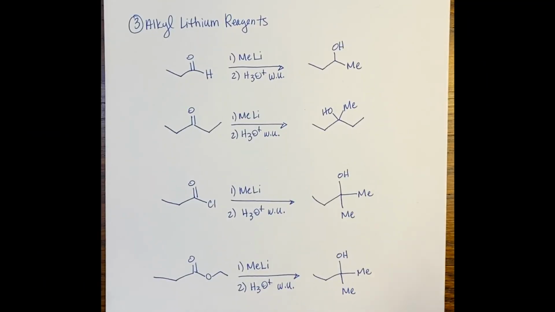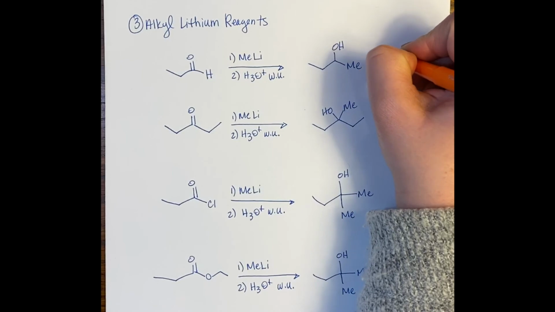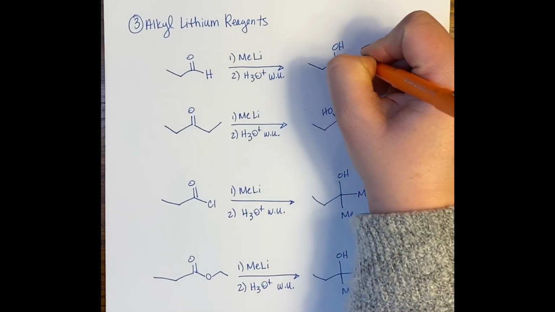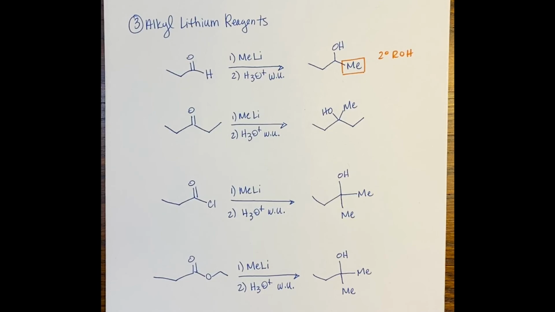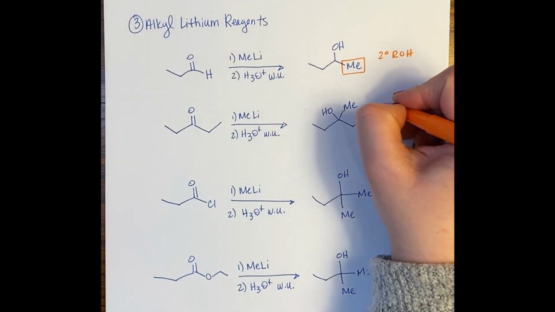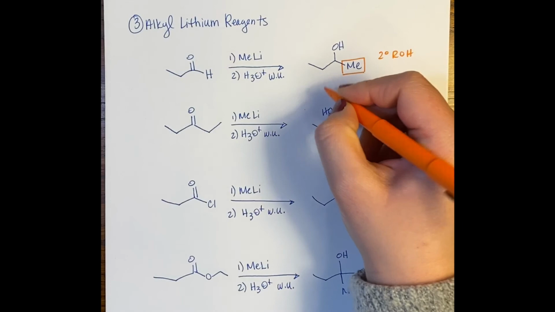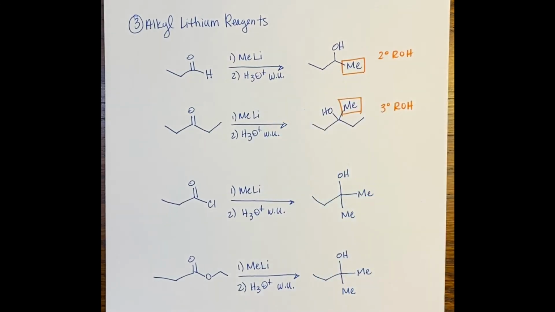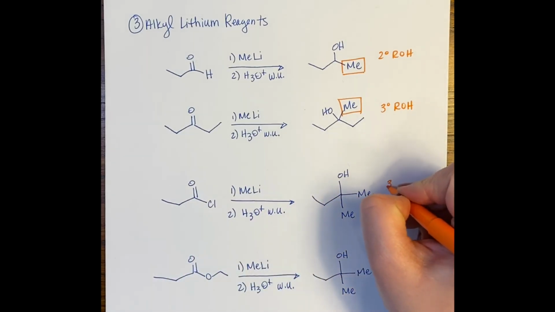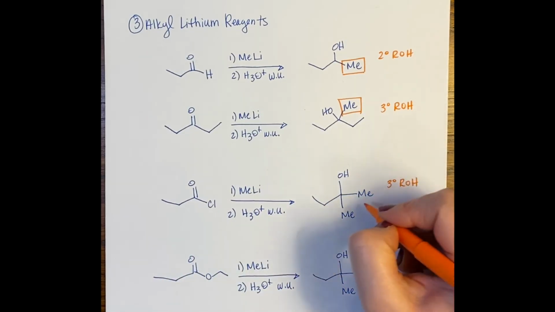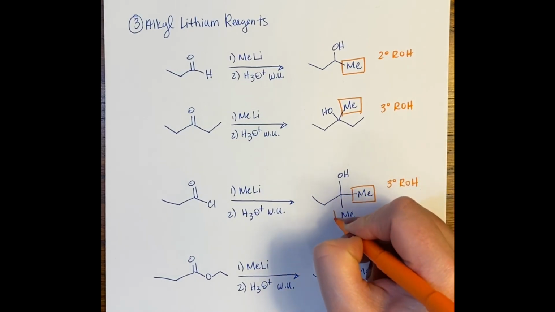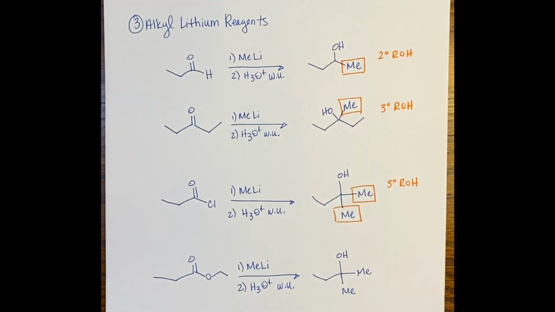In these reactions, my aldehyde made a secondary alcohol, and I introduced one new carbon-carbon bond. For the ketone, my product is a tertiary alcohol, and I introduced one new carbon-carbon bond. For the acid chloride, my product is a tertiary alcohol, and I introduced two new carbon-carbon bonds. And remember, it's important to recognize that these carbon-carbon bonds that I made are with identical groups. That will have significance later on as we get into synthesis.